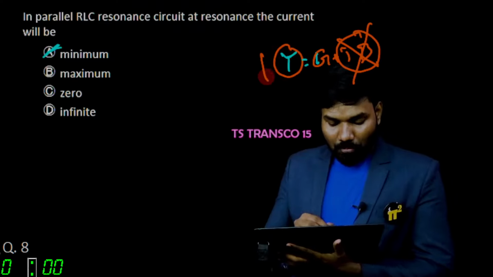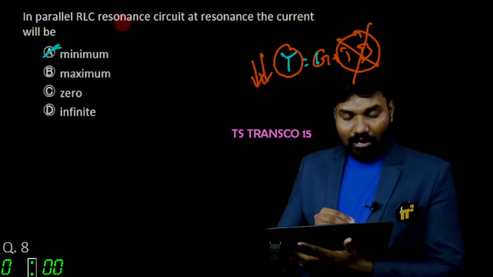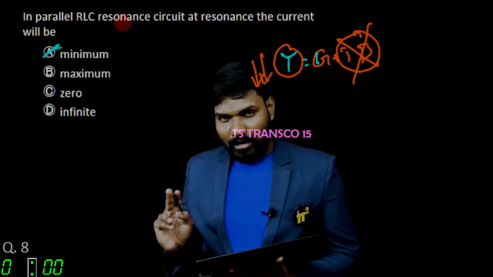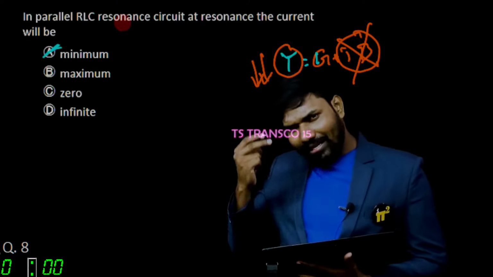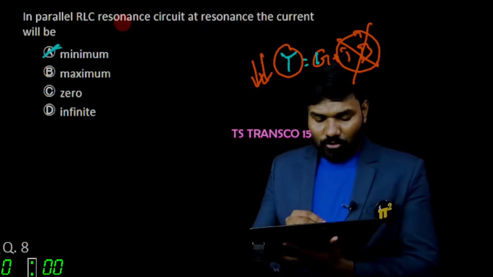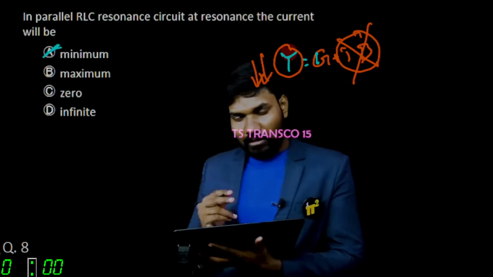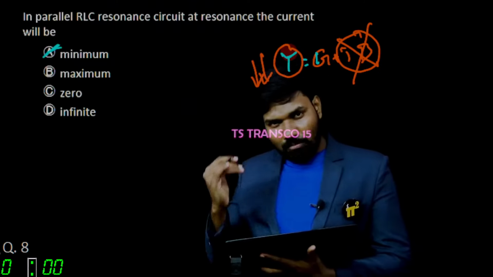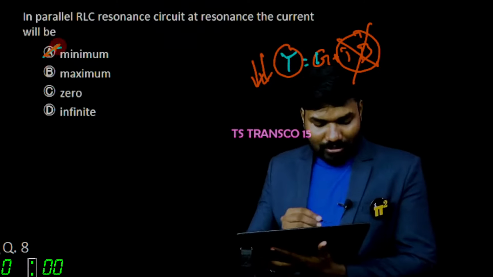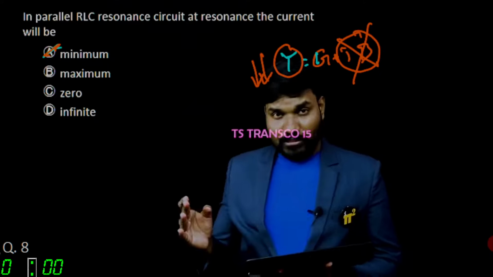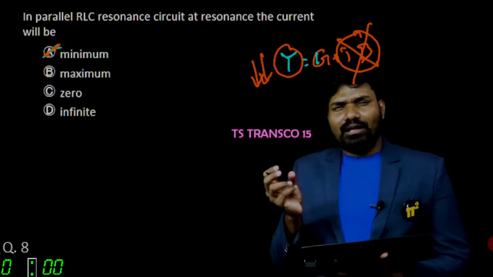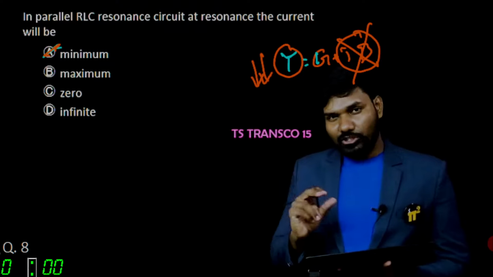So admittance is minimum under resonance condition for a parallel circuit. If it is a series circuit, impedance will be minimum. So here, as admittance is minimum, impedance is maximum. So current is minimum, hence it is called a rejector circuit. Okay, just opposite for series circuit. Series and parallel RLC circuits are dual to each other.